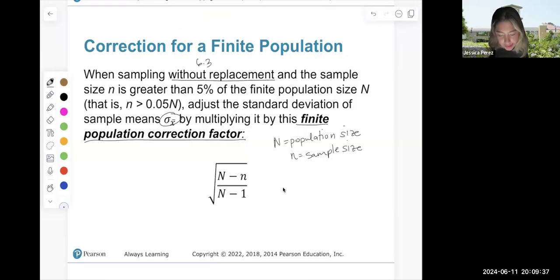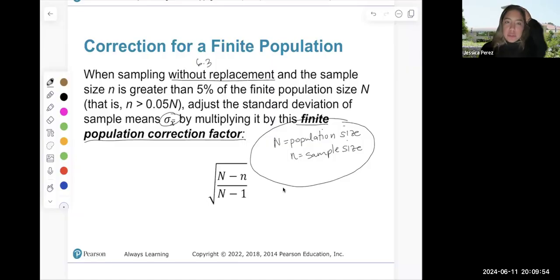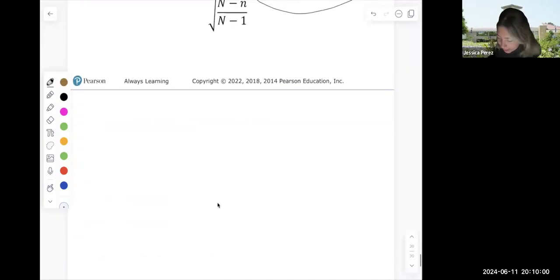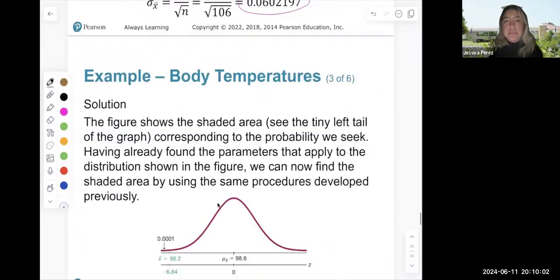In case they ask for a correction, this is what you'll use. Normally on your homework, we were not going to be asked to do that, but in case they did, you would just use this formula. You would multiply this finite population correction by sigma of x to get something more accurate if needed. And that is the end of 6.4.